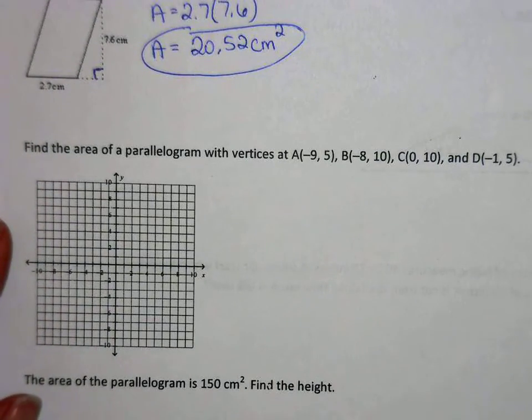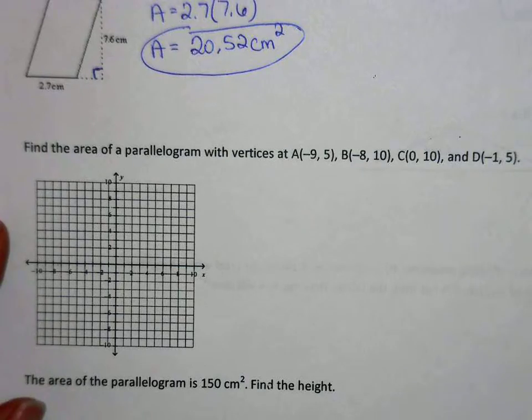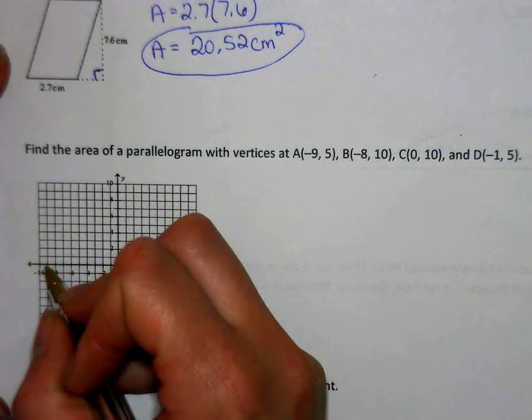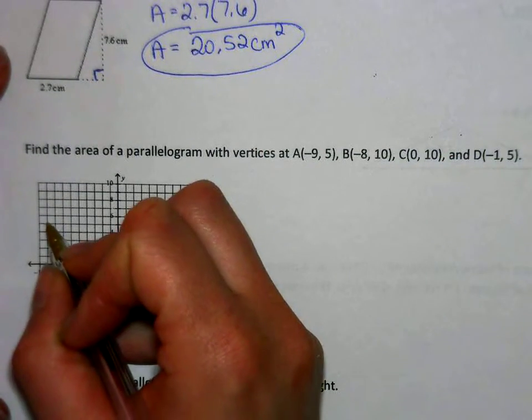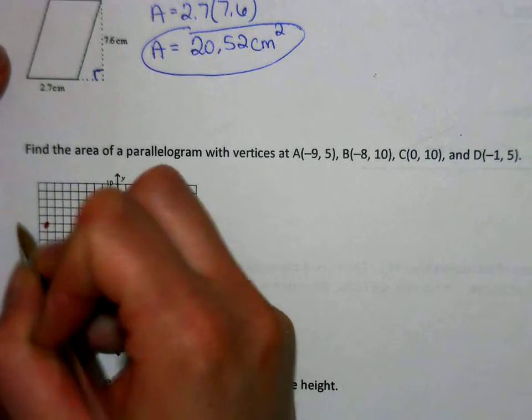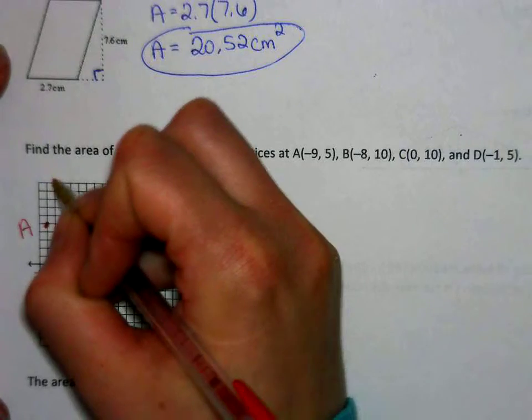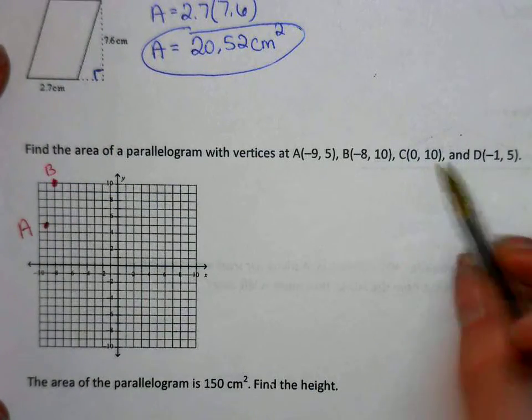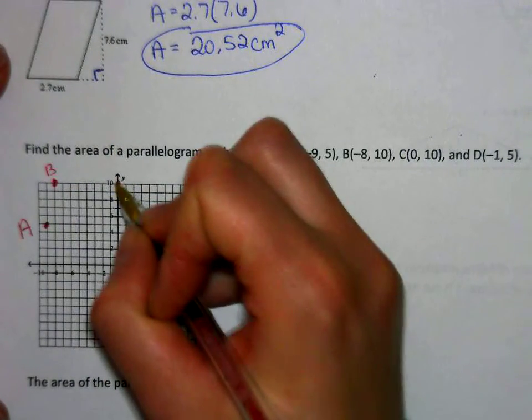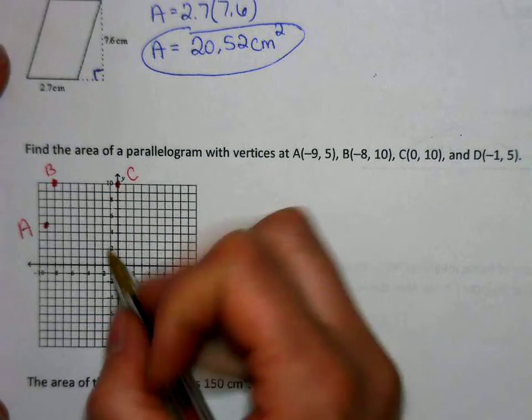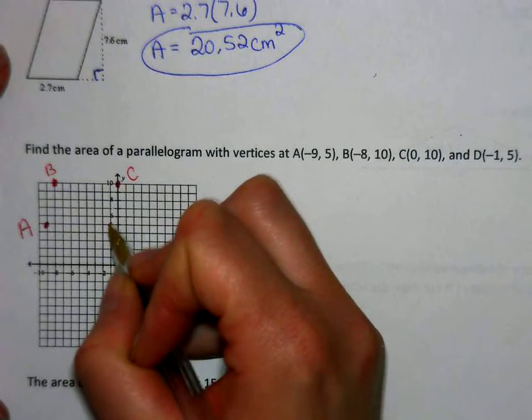So let's look at this next problem. We need to find the area of a parallelogram, and it has these vertices. So A is at -9, 5. There's A. B is at -8, 10. C is at 0, 10. And D is at -1, 5.